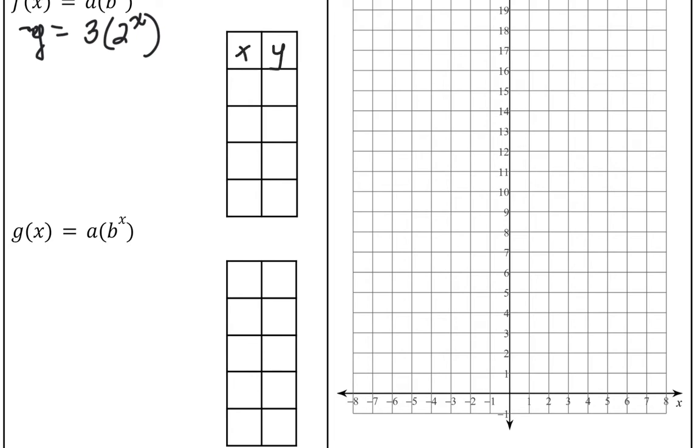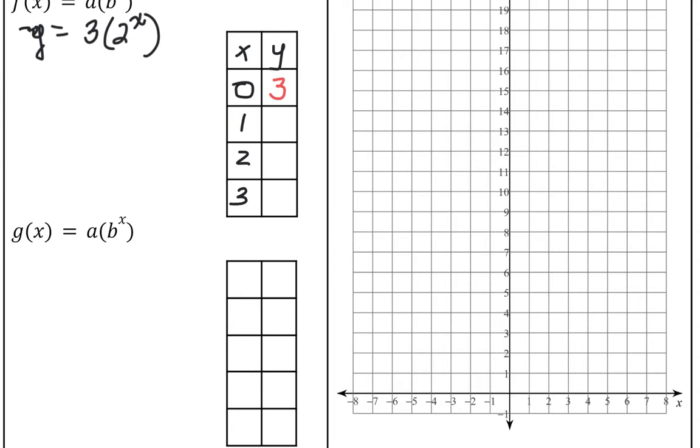X, y. We need to try a bunch of different numbers here and see what happens. Let's try 0, 1, 2, 3, and let's look at what an exponential function looks like. Well, I want to follow my order of operations. F of 0, remember that notation means 3 times 2 to the 0 power. Order of operations says do the exponent first. 2 to the 0 power is 1. 1 times 3 is 3, so f of 0 is 3.